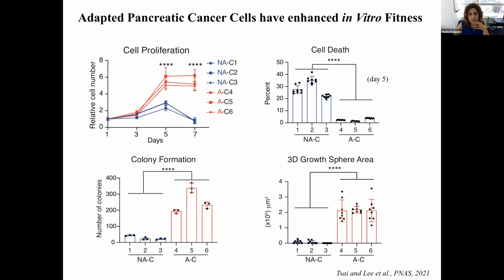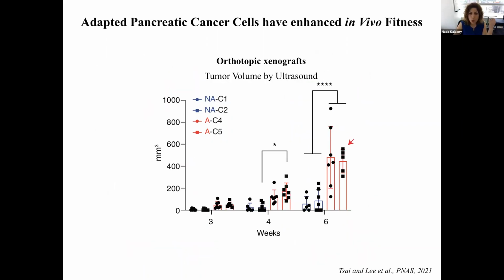So then we asked, does this improved fitness in vitro translate in vivo? To address this question, we injected some of these clones orthotopically into the pancreas of immune deficient Rag mice. And then we followed them by ultrasound imaging, and we asked whether there was a difference in the arisal of tumors, whether all injections generated tumors, and whether the tumor size was different.